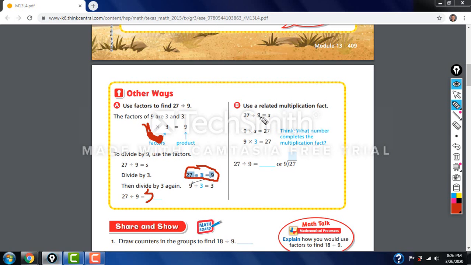Another way we can look at it is to use a related multiplication fact. So 27 divided by 9 equals S. So we know 9 times what? 9 times S gives us 27. So we're finding the missing factor just like we've done before. And we are able to know that 9 times 3 is 27. So again, 27 divided by 9 is 3. So we looked at factors and the missing number. Let's go to the next one.